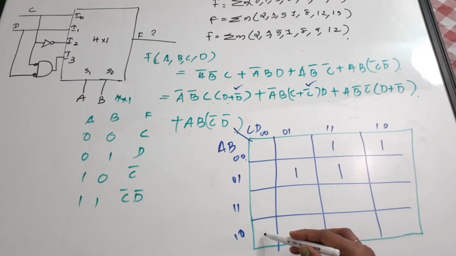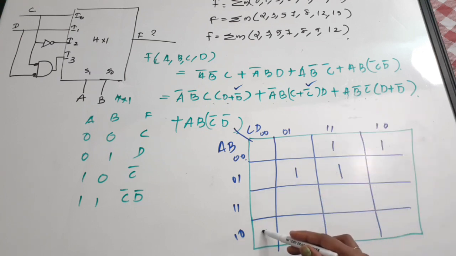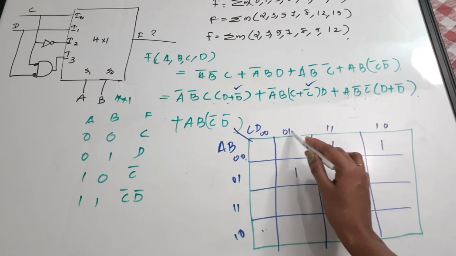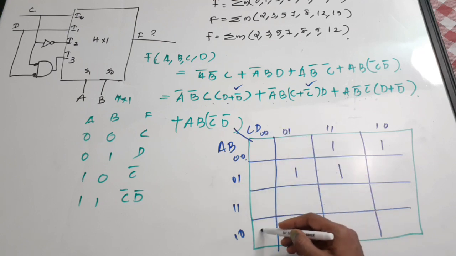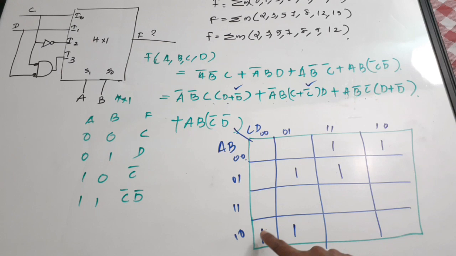It is not A bar, B bar. It is A, B bar. That is here. Then we need a C bar. So it is here. And we need ones for D and D bar also. So we'll put one and one here. Try to expand this bracket and you will find the exact expression for this one and all.